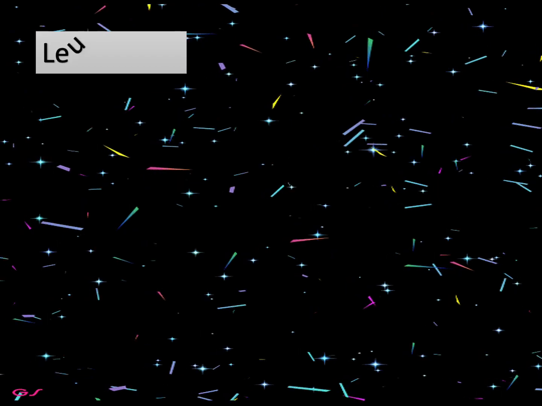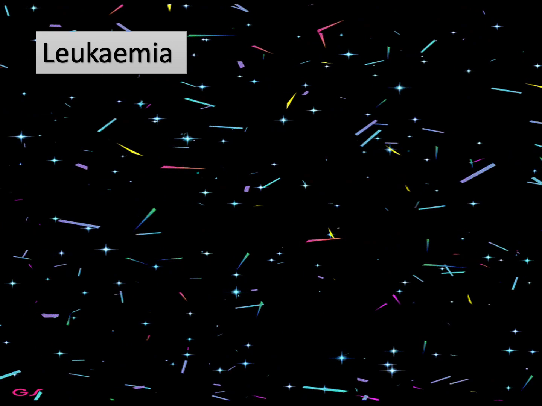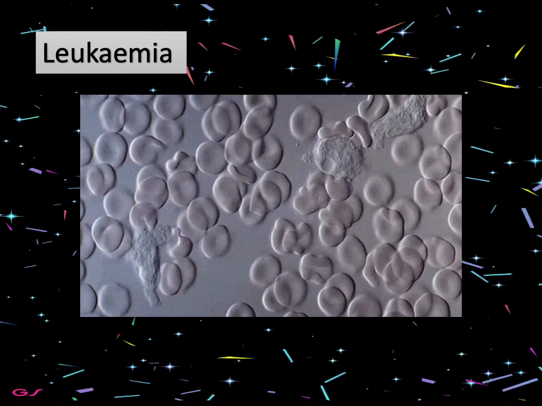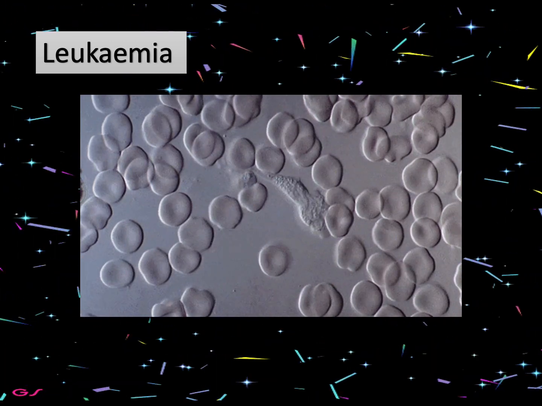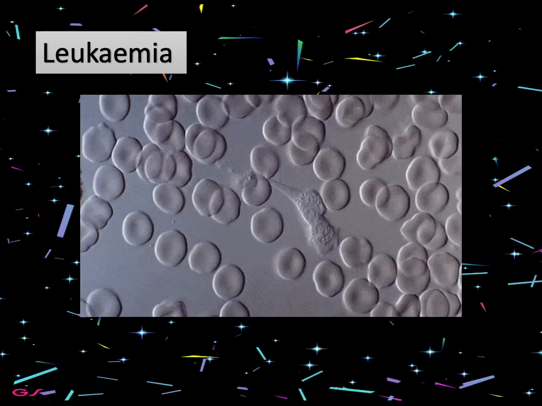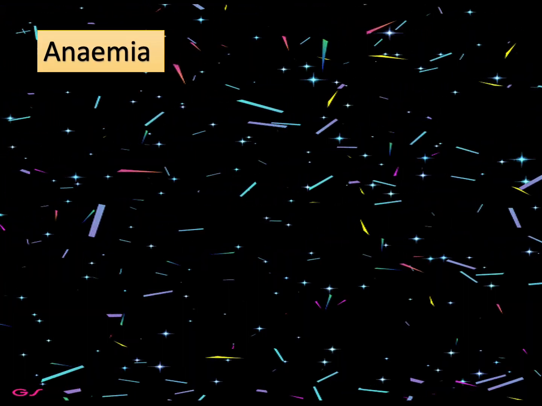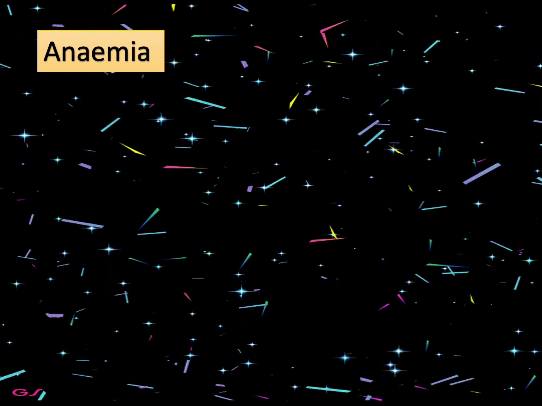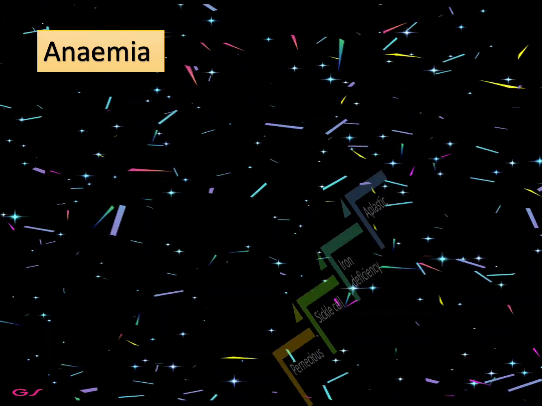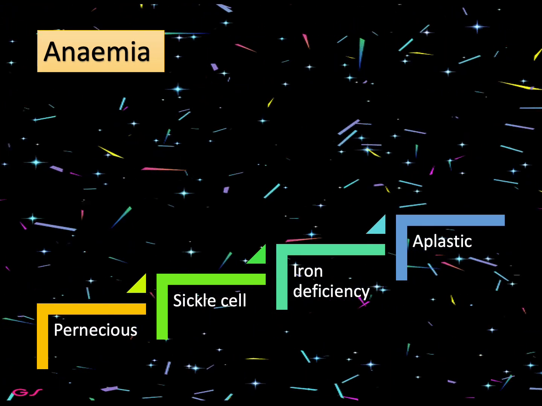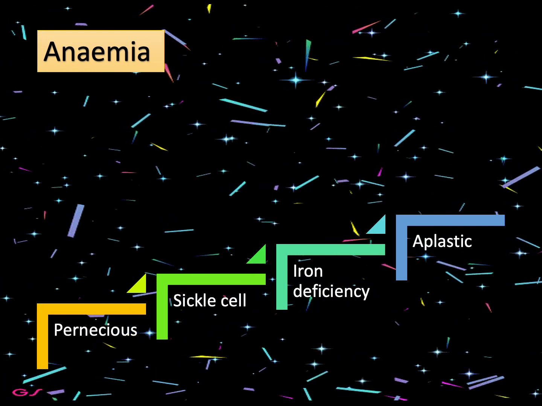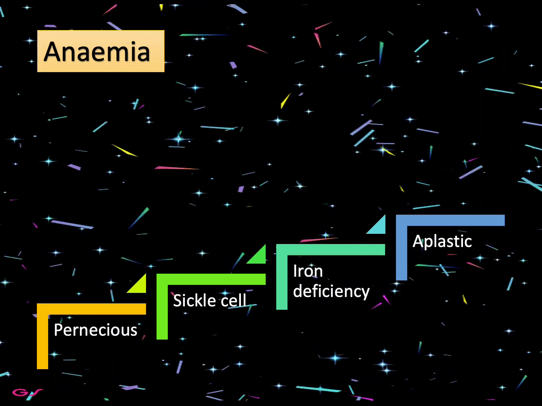Leukemias are WBC disorders. The oral and periodontal manifestations of leukemia may include leukemic infiltration, bleeding, oral ulcerations and infections. Anemia is manifested by a reduction in the number of erythrocytes and hemoglobin. They may be of different kinds such as pernicious anemia, sickle cell anemia, iron deficiency anemia or aplastic anemia.